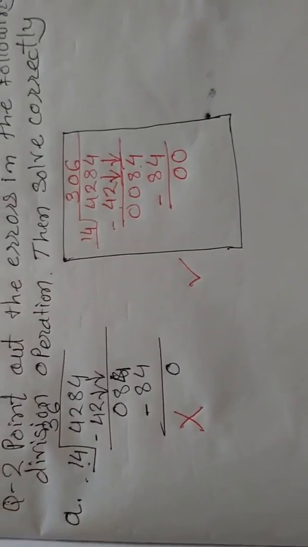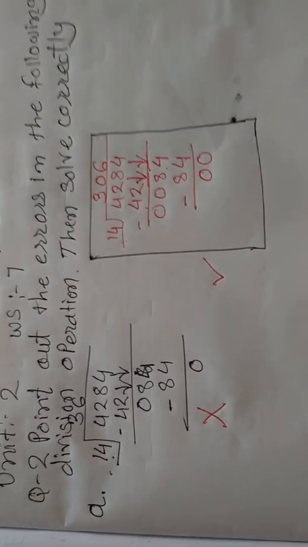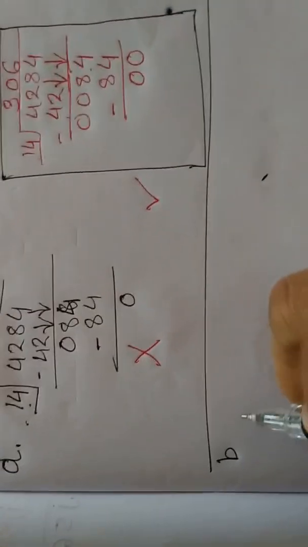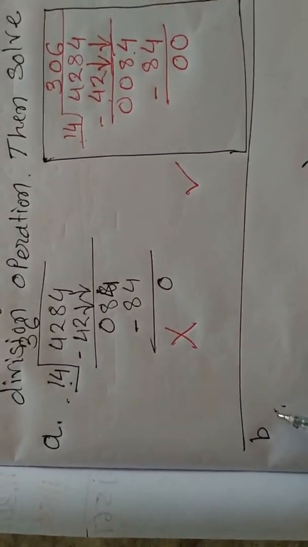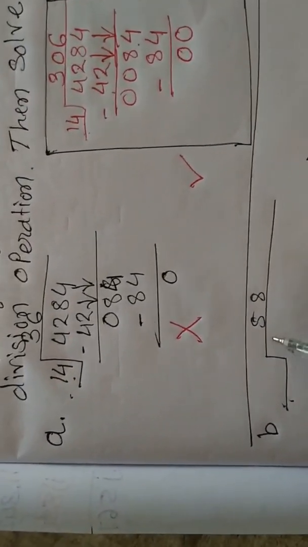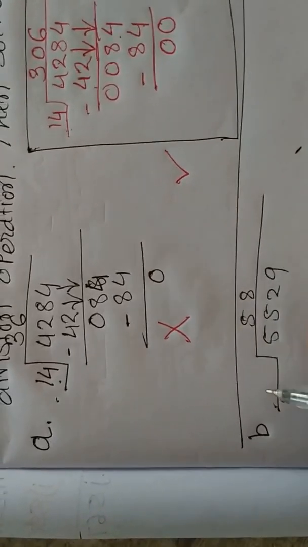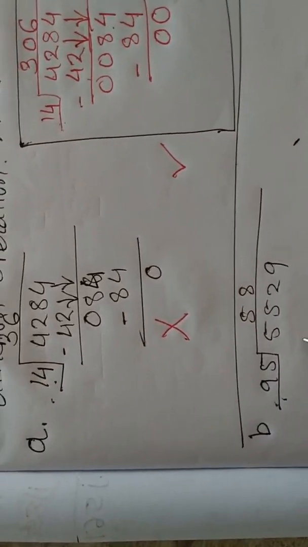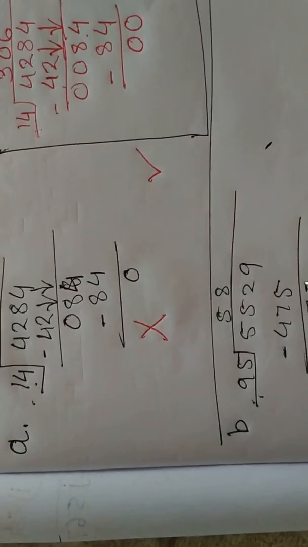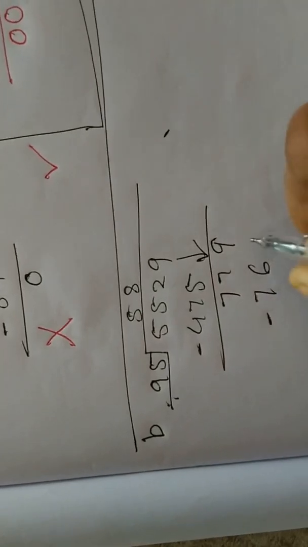Okay students, I hope your work is complete. Now we'll start the second sum, the B sum. In that sum it is written like that: 5,529 divided by 95. Then minus 475, 779, bringing down here 9, then minus 760, answer is 19.